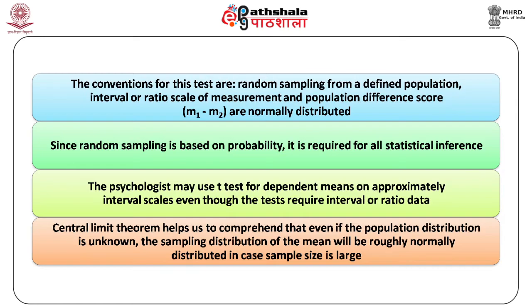The psychologist may use t-test for dependent means on approximately interval scales, even though the tests require interval or ratio data. Central limit theorem helps us to comprehend that even if the population distribution is unknown, the sampling distribution of the mean will be roughly normally distributed in case sample size is large.